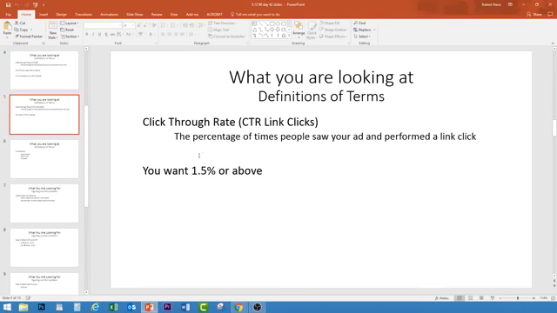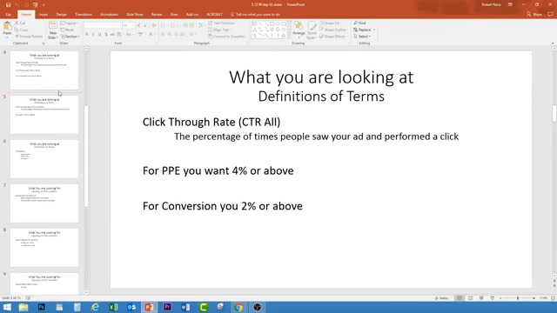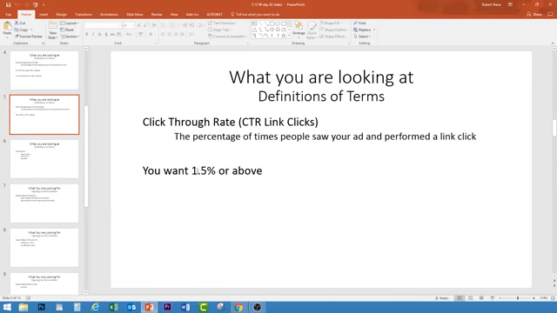And so for your click-through rate on your link clicks, you want to have above a 1.5. And it doesn't matter if that's a PPE ad or a conversion ad. We're just caring about the amount of clicks that you're getting. So you want about a 1.5 or above. Okay. So again, on your clicks all, we cared about the difference between the types of campaign because one of them had an objective to get a lot more engagement. But when we're looking at link clicks, we only care about the links within this campaign and the links within this campaign. So that's why we have a standard 1.5%.